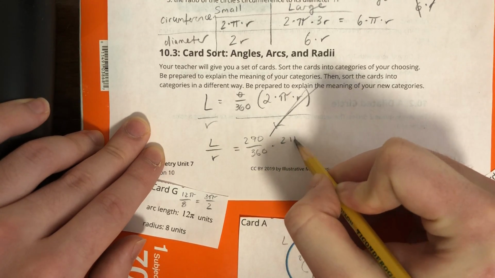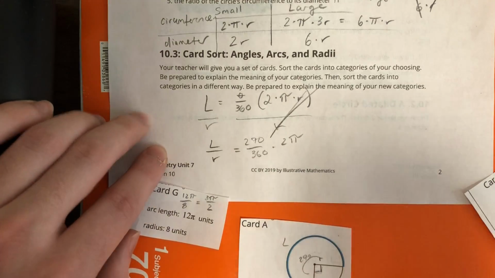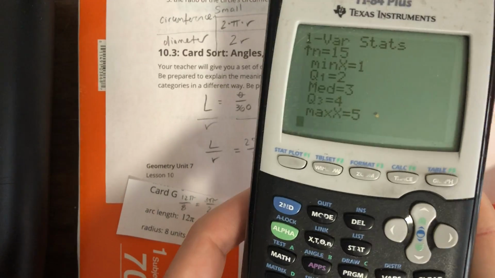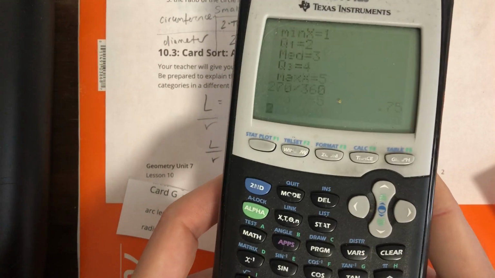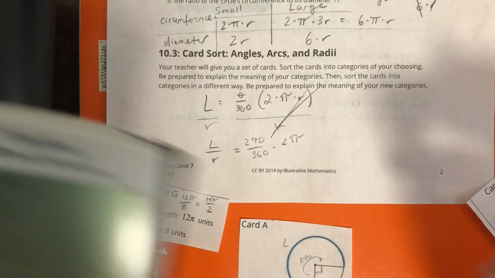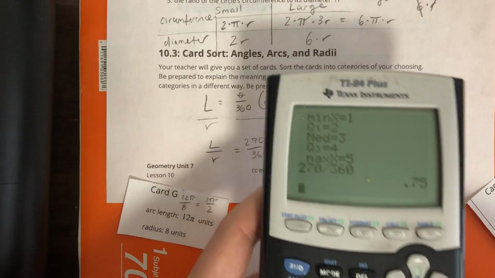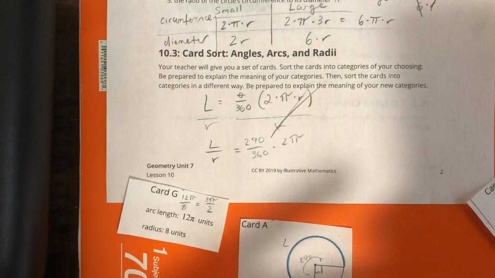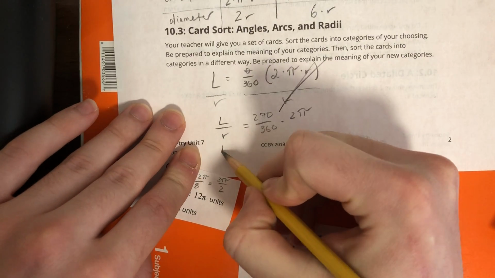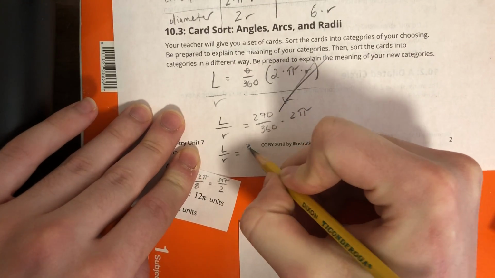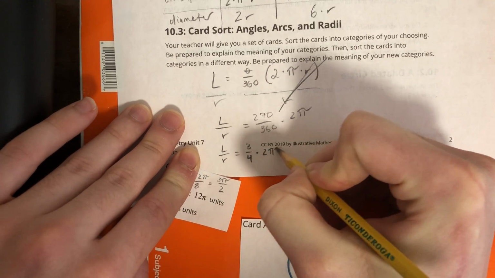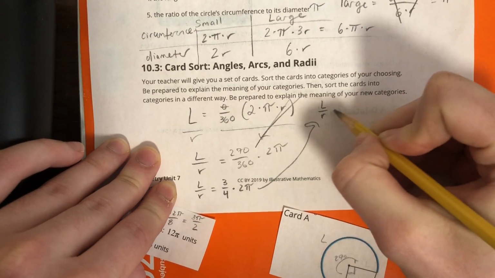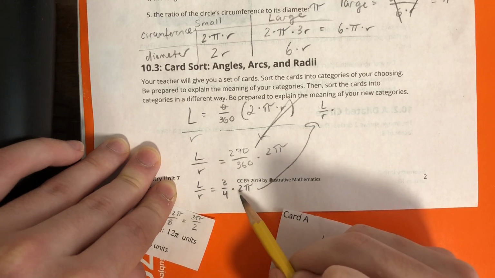times 2 pi. Well, 270 over 360 looks like a really nasty fraction. In reality, it's not that bad. 270 divided by 360 is just 0.75. Let's have it as a fraction now, because when we talk about ratios, we want to see fractions. So if I convert that to a fraction, it's just 3 over 4. So we get L over R is equal to 3 over 4 times 2 pi. Let's just make this simpler: L over R, and really this is 2 pi over 1.